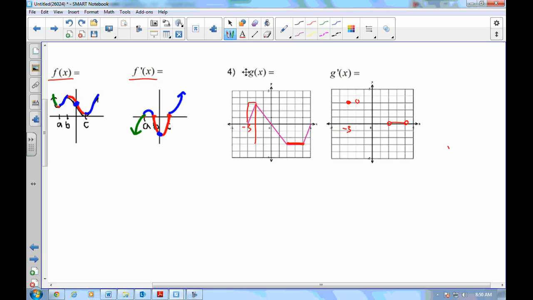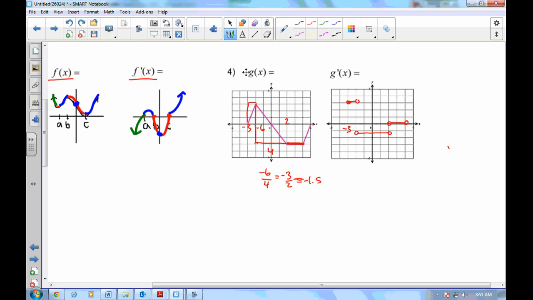How many do I go down? 6. Negative 6, and over to the right, how many? 6 and 4, so negative 6/4 is negative 1.5, until positive 2. So that one goes from negative 2 to positive 2, negative 1.5.